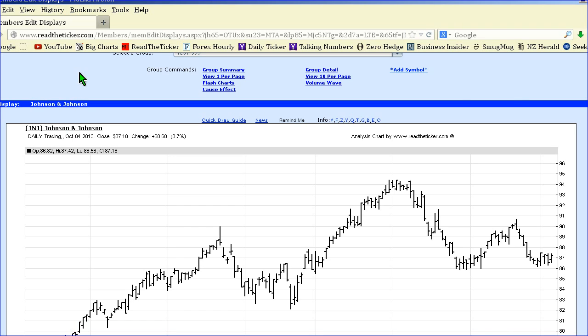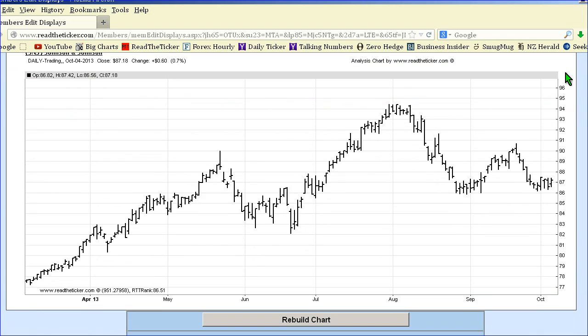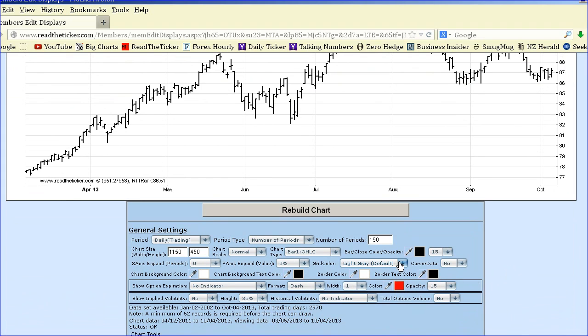A quick look at how to do it quite quickly. Here we have Johnson & Johnson. It's a normal load chart. First thing I'm going to do is remove my grids, because I like to work without grids.